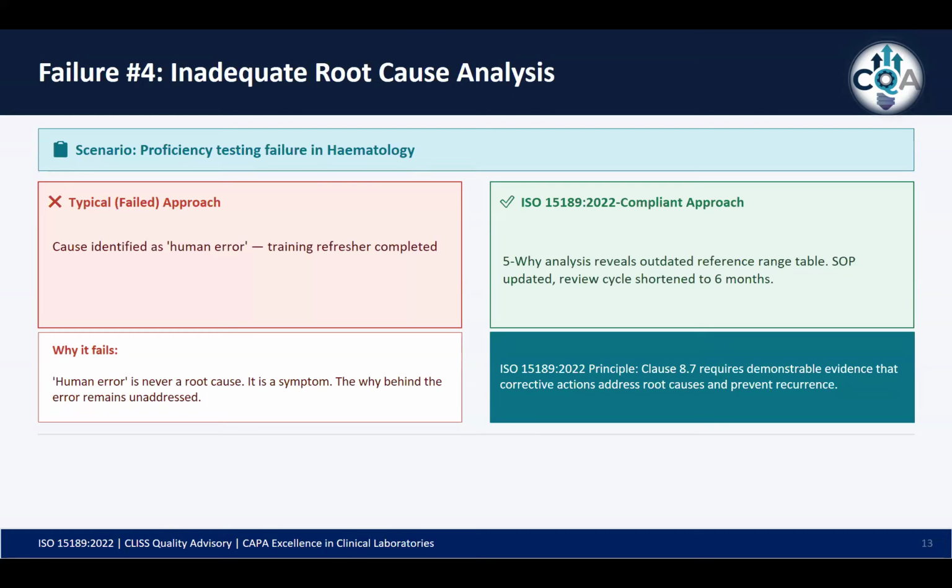It's always easy to blame people and say so and so made a mistake, but it's the easiest way to complete the form and make an ineffective non-conformity management system. Rather, 5 whys in this case reveals an outdated reference range table in the SOP. The updated review cycle was shortened to 6 months.